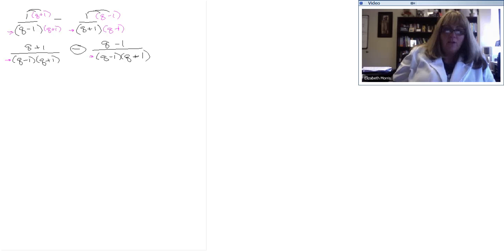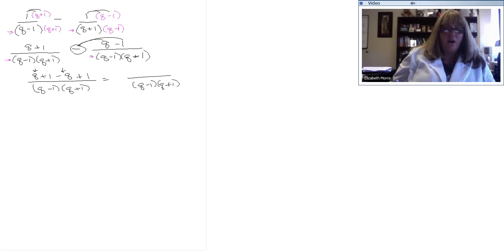Remember, we are subtracting. So the denominators are the same, and they stay the same. And I combine the numerators. I already have a q plus 1. Now I have minus q plus 1. So when I reduce that, q minus q is gone, and 1 plus 1 is 2. Nothing reduces, so that's my answer.